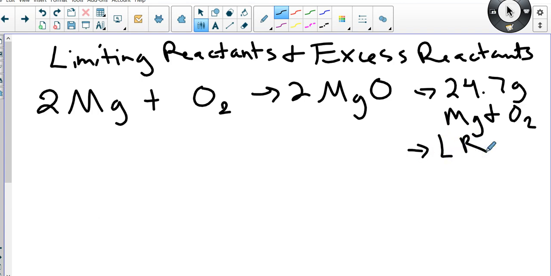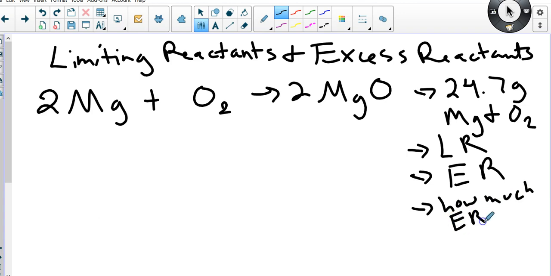If I write LR, does that make you sad? Oh, well, you can write it out then. Excess reactant. How much excess reactant remains? And this is all grams. Mass of MgO produced. This is what we're looking for. Limited reactant, excess reactant. How much excess reactant is left? How much mass of magnesium oxide can be made?